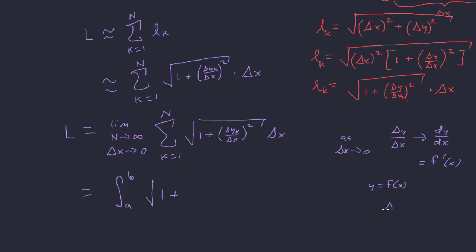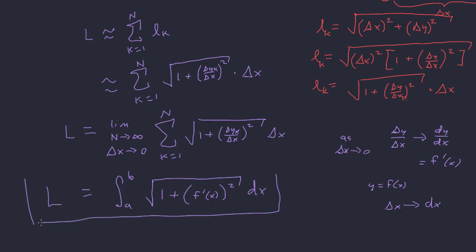And delta x shrinks to dx. So we actually get the integral from a to b of the square root of 1 plus f prime of x squared dx. Okay, and that is the formula for the length of this curve here.